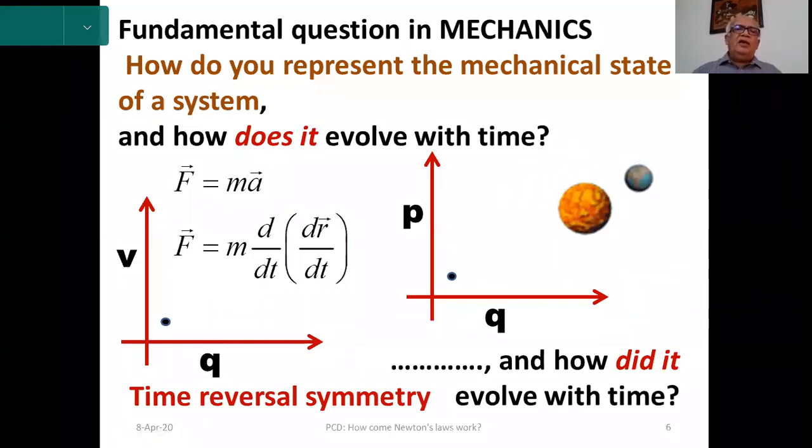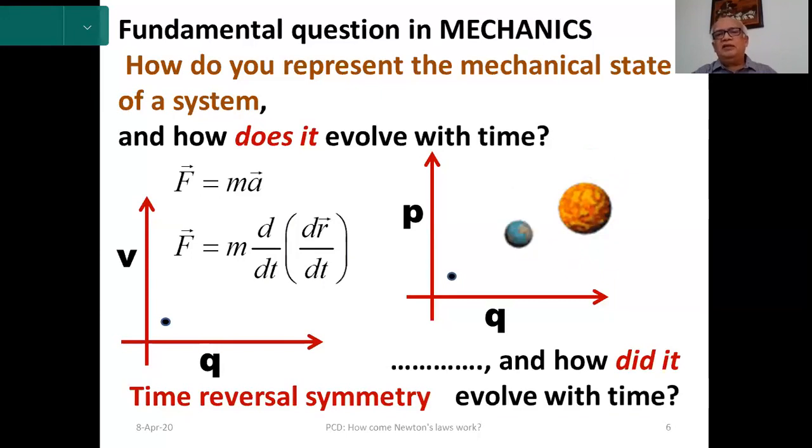Notice that the evolution with time enables us to predict where the object will be in the future. You're talking about evolution in time. So this is what mechanics is about. You're asking, how does the system evolve with time? But you can also ask, what was its state in the past?